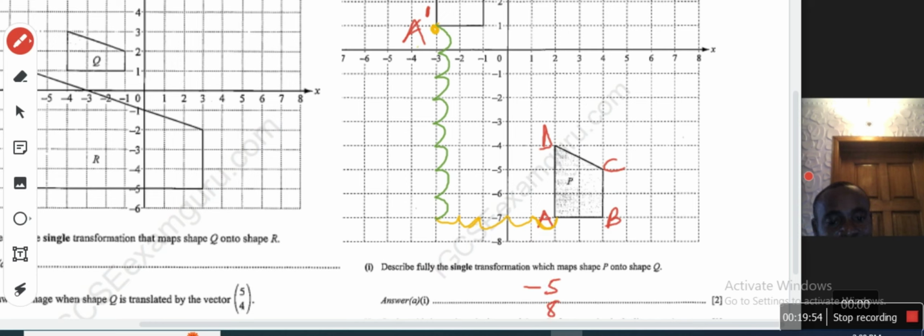Minus 5 over 8. So you say it is translated. You have to mention translation. Translated by a column vector, minus 5, 8. Or translated using a vector. You know it's a translation, it's just a shift. Translation using vector minus 5, 8.